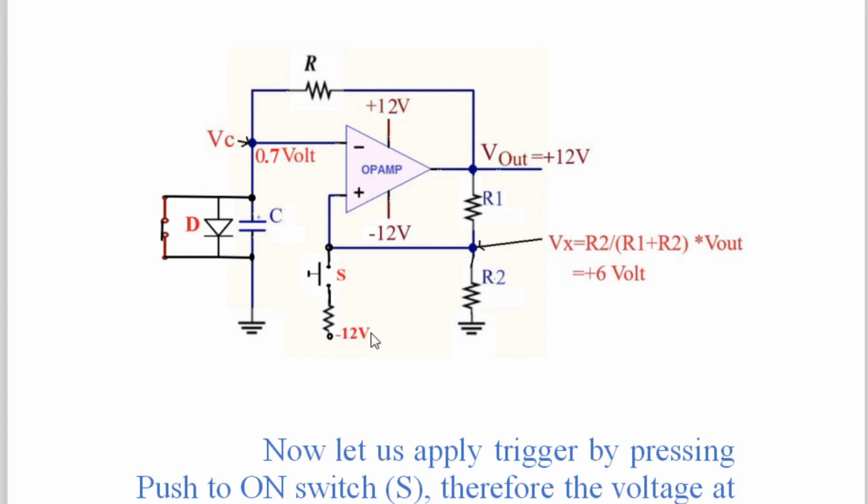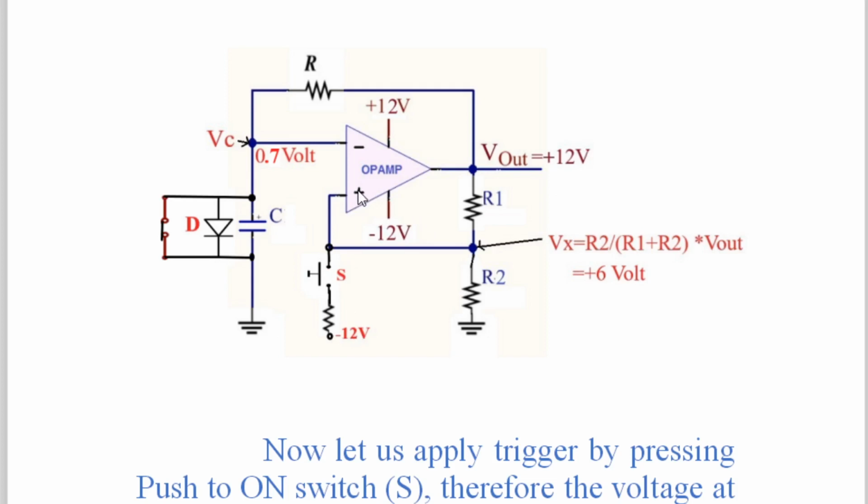Why? Because the minus terminal of the 12 volt battery will get short circuited by this switch and come here. So the voltage at the non-inverting pin will also become minus 12 volt, and the voltage at this junction will also become minus 12 volt. That is called applying the trigger. But for our understanding, I have kept this switch in press condition only. While applying the trigger, you have to just press it and release it. If you press and release, this will automatically go to minus 12, because for a moment you press, this voltage becomes minus 12.